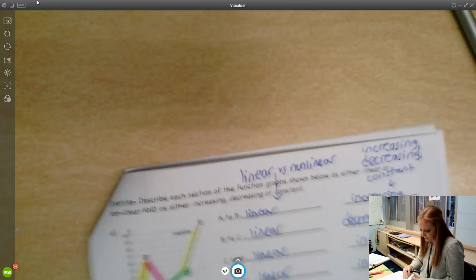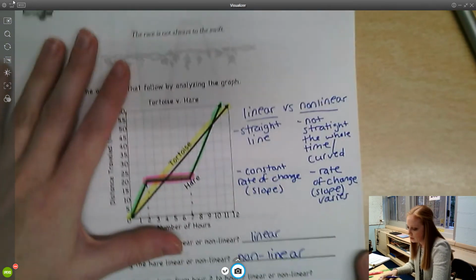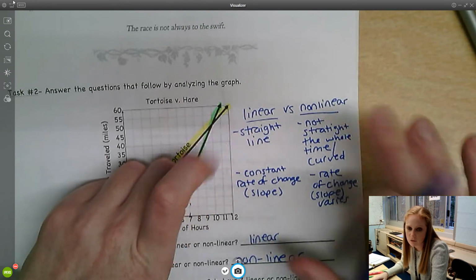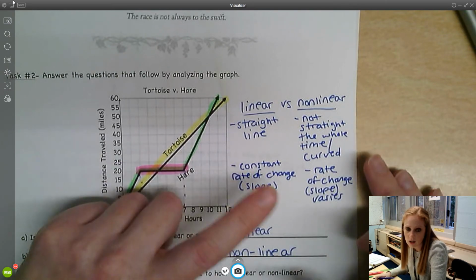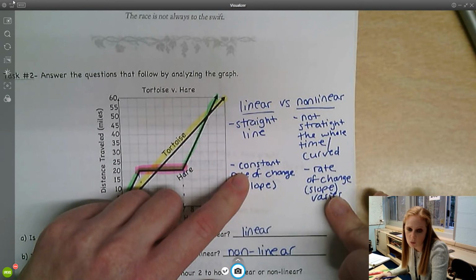All right, so just going to show you again. Make sure you understand this vocabulary. Linear versus nonlinear, straight line versus a not straight line or a curve, constant rate of change for linear. The slope will vary for nonlinear.